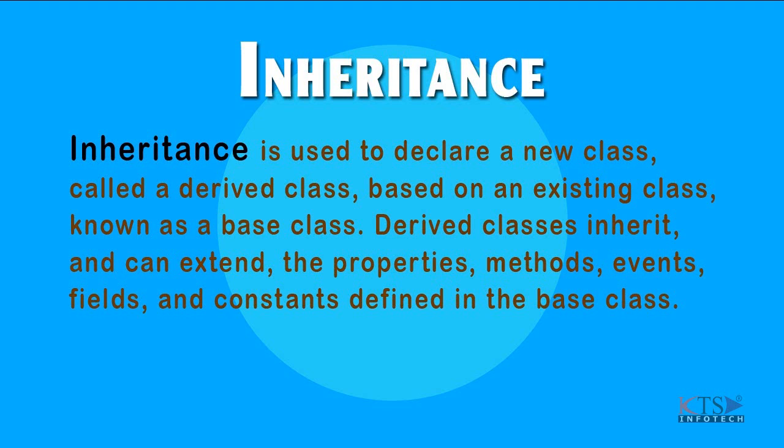Inheritance example. Inheritance is used to declare a new class called a derived class based on an existing class known as a base class. Derived classes inherit and can extend the properties, methods, events, fields, and constants defined in the base class.